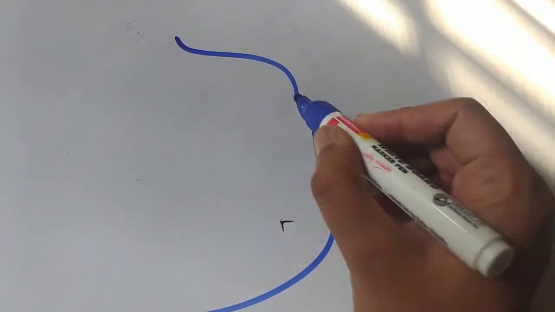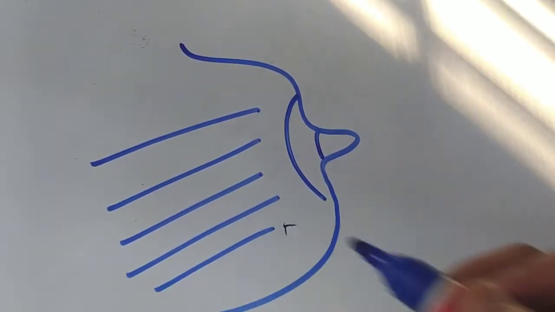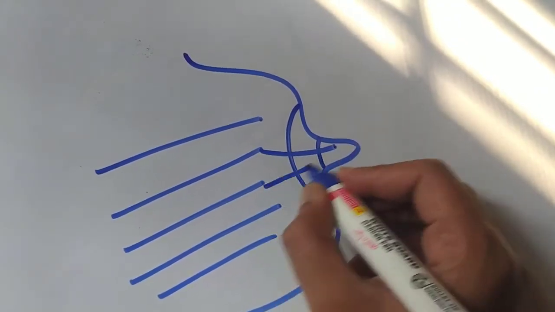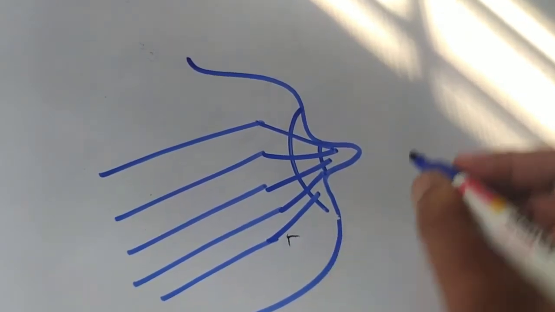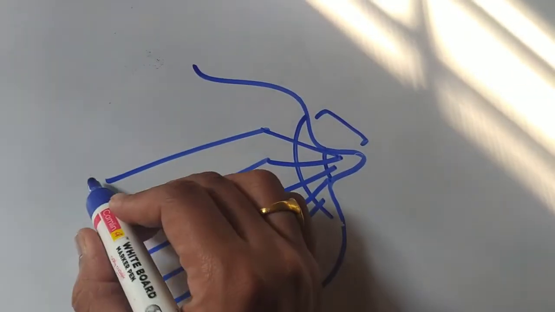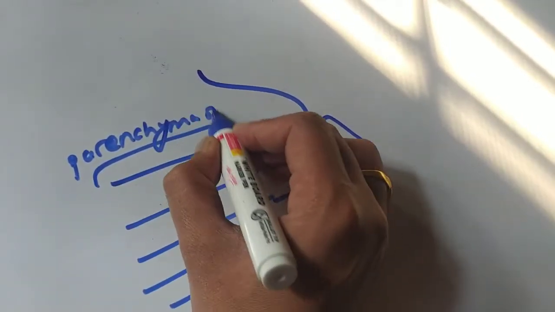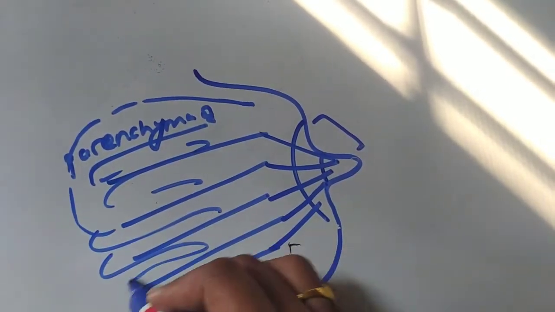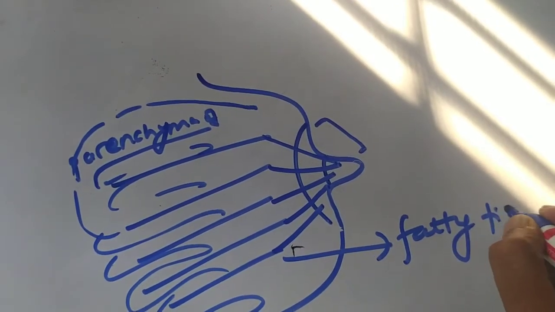So let's again learn this. This is the nipple, this is the areola, and there are multiple lobes present, 15 to 20 lobes, which open at the nipple. So you learned about the nipple areola complex, and you learned about the parenchyma of the breast. This is known as the parenchyma of the breast, and there are some fatty structures surrounding these parenchymal structures. So the third component is fatty tissue.